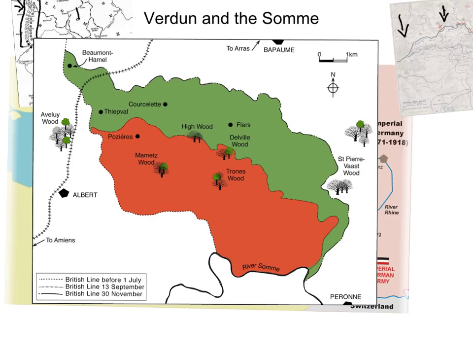Battle of the Somme. To give you an idea of how little was actually gained, given the fact that over 1 million soldiers died. You have your initial line here, the line halfway through, and the line at the end. So basically going through a couple of forests for 1 million lives.